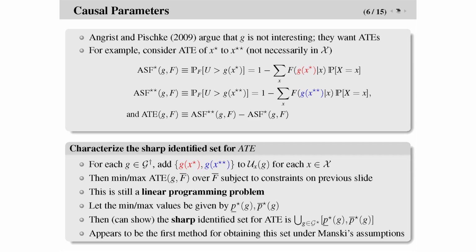Okay. This is still a linear programming problem because the average structural functions, and hence the average treatment effect, are going to be linear in f bar when I replace f by f bar here. So it's still easy to do. If we define the min and max values by p lower star and p upper star of g, you can show that the sharp identified set for the average treatment effect is just the union of all these intervals. That's not super hard to show, but maybe a couple of extra steps are missing here.